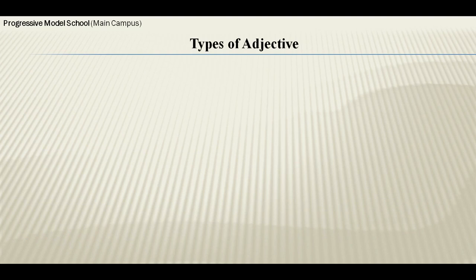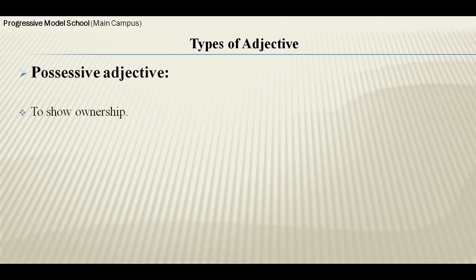So now look into the sixth and final type of adjective, that is possessive adjective. The words used to show ownership are known as possessive adjectives. Note the word ownership. For example, Rizwan left his bat at home. Here the word his is used to show that it is his bat, so it is a possessive adjective. Some more examples are my, our, her, his, etc.